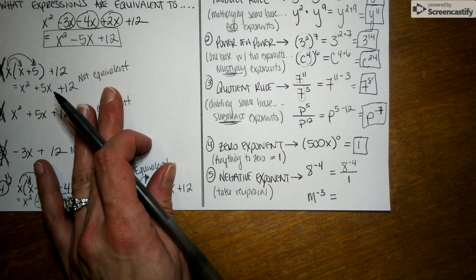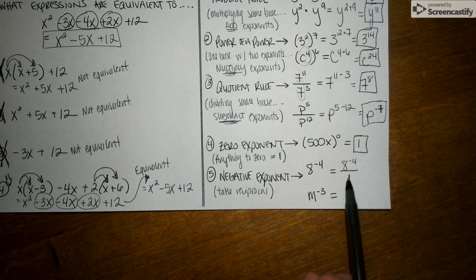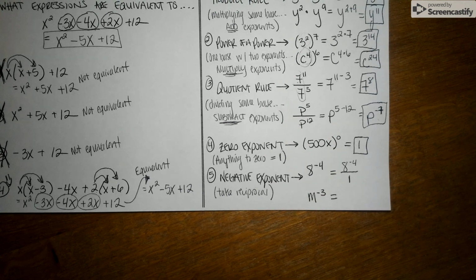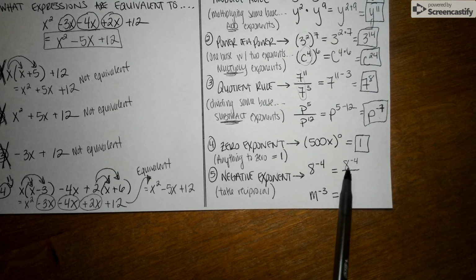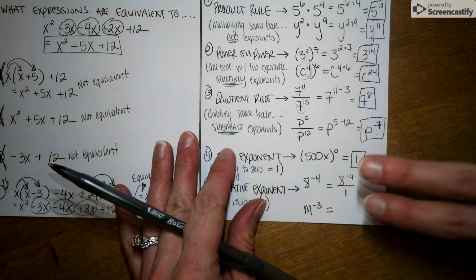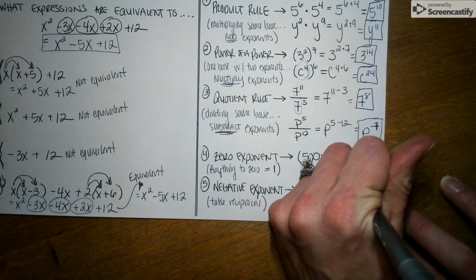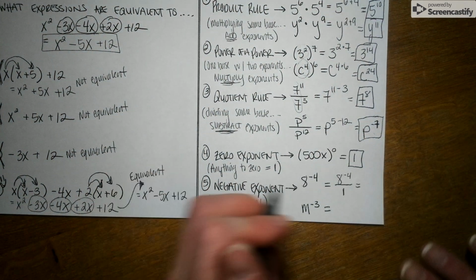Therefore, for the negative exponent rule, I can take 8 to the negative 4 and place it over 1 to make it look like a fraction. But I'm not changing what the answer is. It's just 8 to the negative 4 is the same thing as 8 to the negative 4 over 1. So now in order to get rid of this negative exponent, we need to take the reciprocal of this fraction. So I need to switch my numerator and denominator. And so when I take the reciprocal, that basically flips everything.